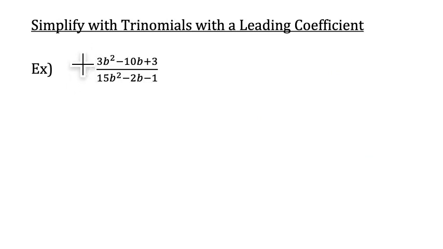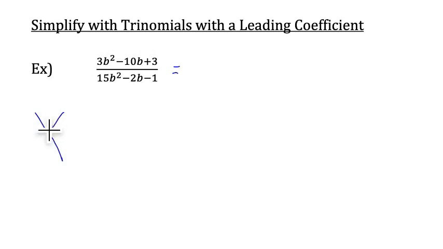All right, these trinomials have a leading coefficient. We have a 3b squared in the numerator and 15b squared in the denominator. Let's see if we can factor out a common factor. Well, unfortunately, this 10 is not divisible by 3, so we can't factor out a 3 from the numerator. And it doesn't look like there's anything we can factor out of the denominator either. All right, no problem. We can try to factor these trinomials anyway.